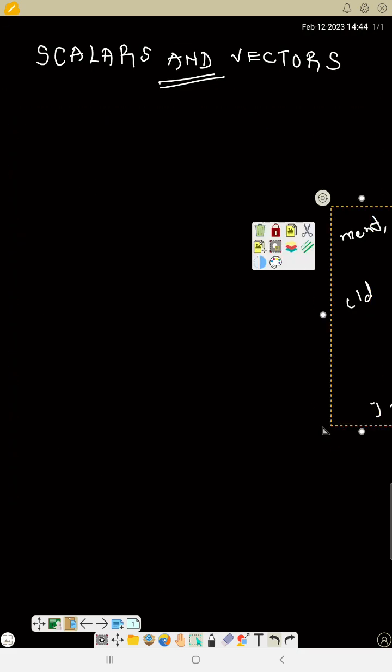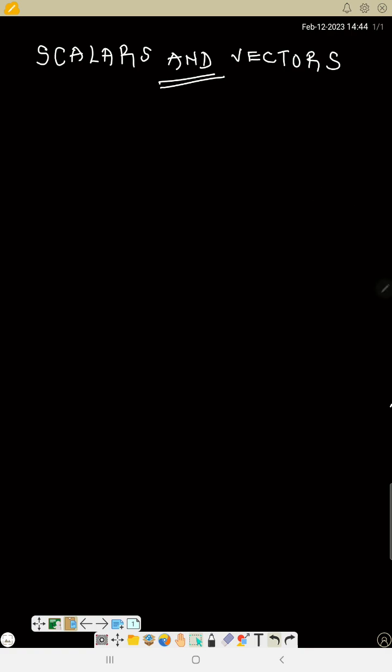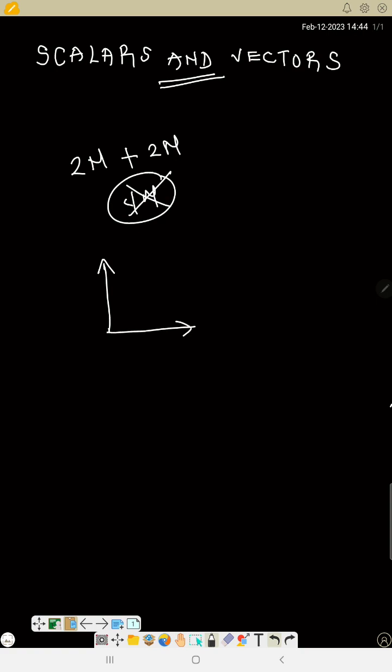Now, what are the points you need to know on vector quantities? There are some things you need to know about vectors too, so please just jot them down. Number one, vector does not obey the laws of simple algebra. That is, in vector, I cannot say 2 Newton plus 2 Newton and get 4 Newton. Why? Because the first one can be in the north direction and the second one in the east direction. So you can't add vectors just like you're adding scalars.